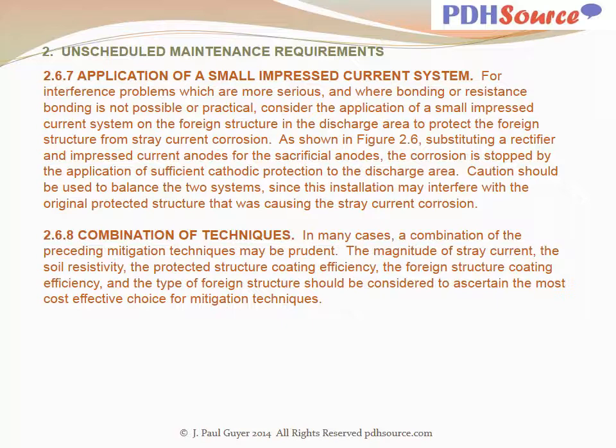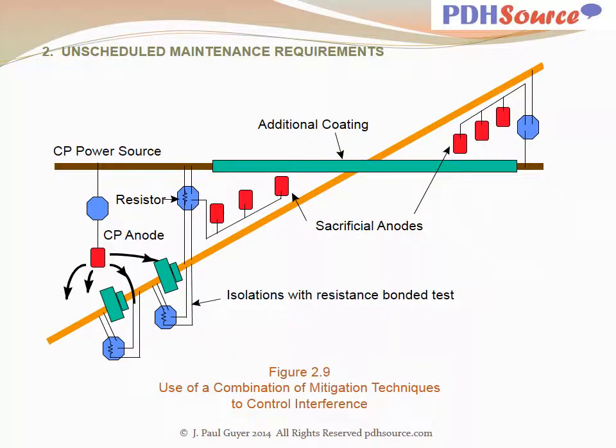In many cases, a combination of the preceding mitigation techniques may be prudent. The magnitude of stray current, the soil resistivity, the protected structure coating efficiency, the foreign structure coating efficiency, and the type of foreign structure should be considered to ascertain the most cost-effective choice for mitigation techniques. Figure 2.9 indicates the use of a combination of mitigation techniques to control interference.